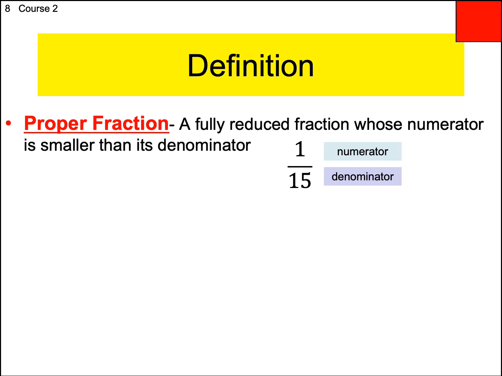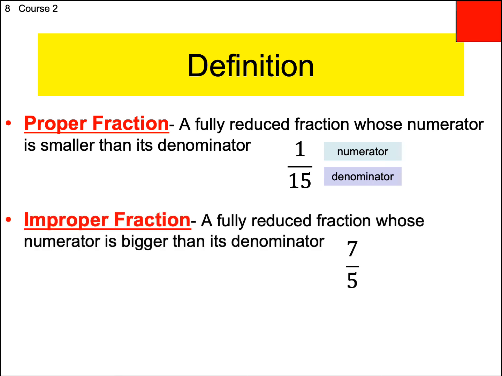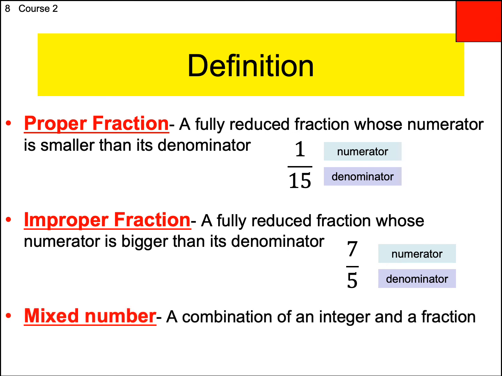That's called a proper fraction. The numerator is smaller than the denominator, and the fraction is fully reduced. Okay? The next one is called an improper fraction. Here's an example. It's not necessarily the opposite, but it's one where the numerator is larger than the denominator. But once again, the fraction has to be fully reduced. So that's called an improper fraction. And the last one is called a mixed number. That's a mixture of an integer, positive or negative, and a fraction, for instance, 3 1/4. And it probably should say a mixture of an integer and a proper fraction, because you're not going to see a mixed number with an improper fraction.